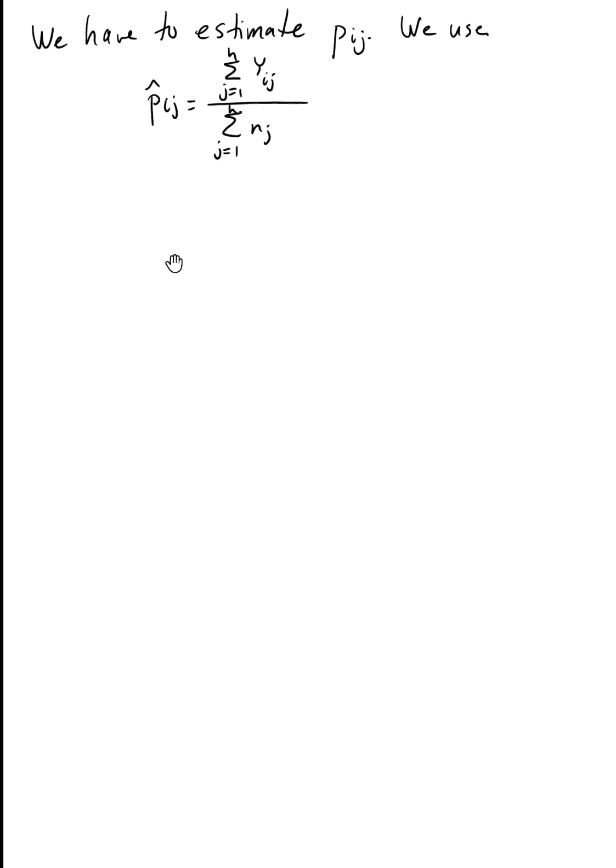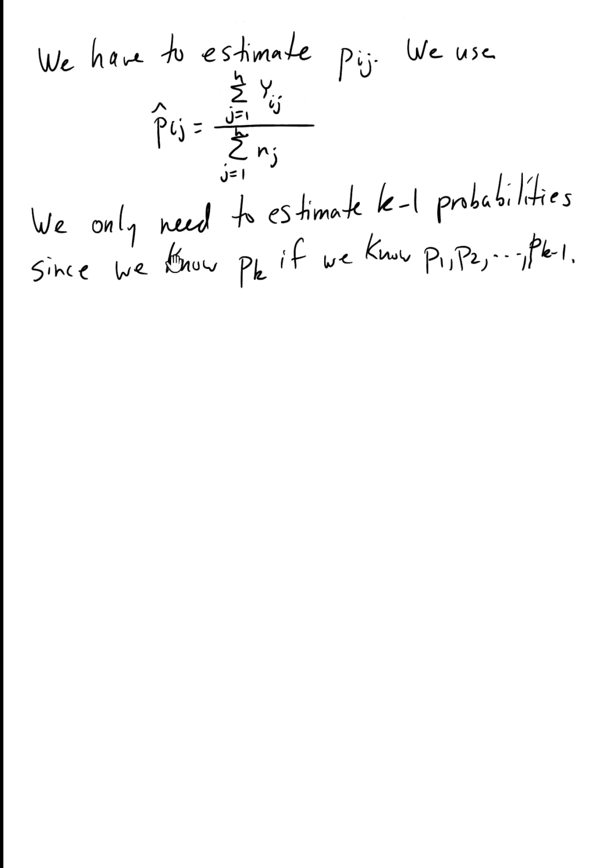So we need to estimate probabilities across the categories. However, we really don't have to estimate the last category because the last one is 1 minus the previous ones. So we only actually have to estimate k minus 1 of the probabilities because we know the last one if we know the first k minus 1. Okay, so we really only have to make k minus 1 estimates of probabilities.